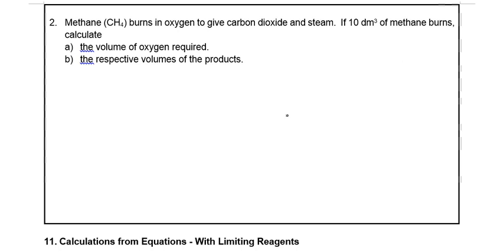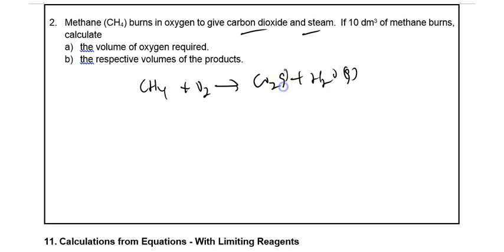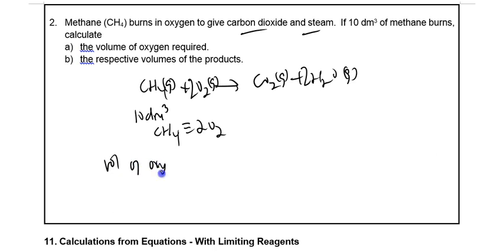Question 2. Methane burns in oxygen to give carbon dioxide and steam. So let's write the equation out first. Methane burns in oxygen to give me carbon dioxide and steam. So they are all in gaseous state. Make sure the equation is balanced as well. 2 here and 2 here. So what is the volume of oxygen required? I have 10 dm³ of methane. So 1 molar equivalent of methane is equivalent to 2O2. So volume of oxygen required is simply 10 times 2, 20 dm³.